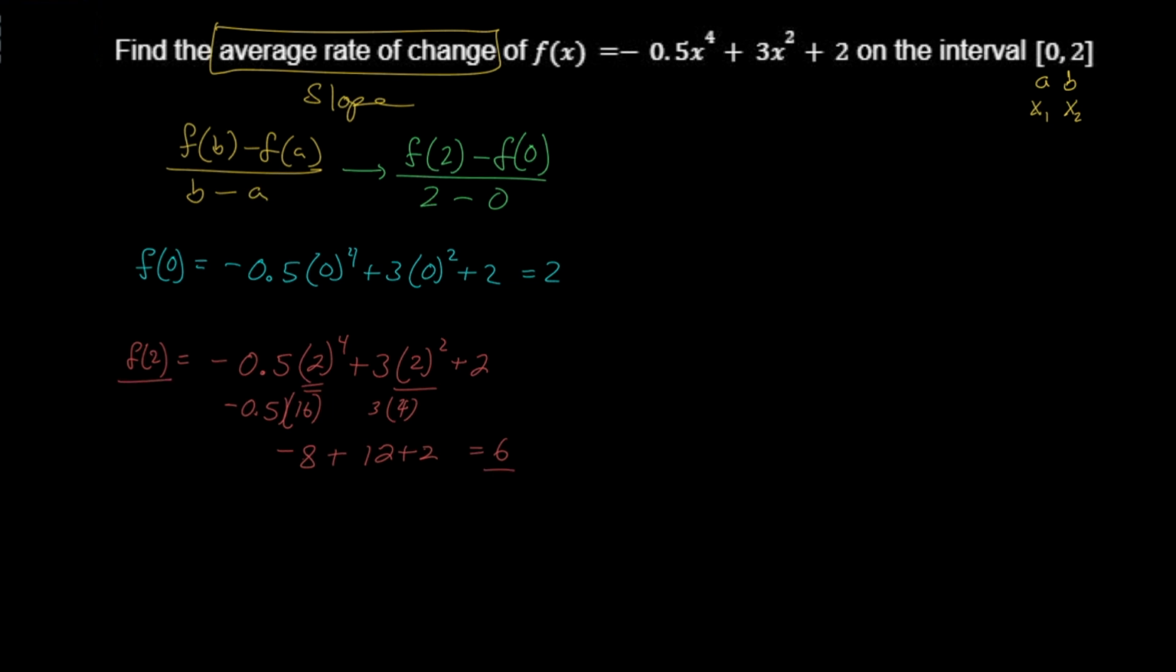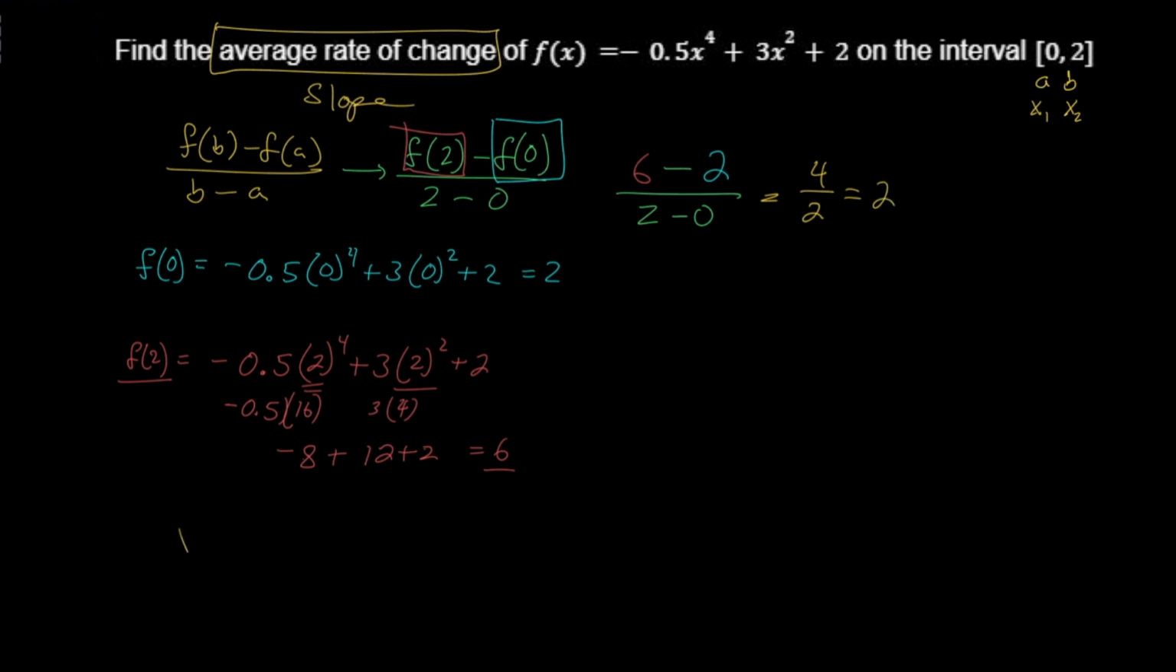So we can replace f of 2 in our slope formula with 6 minus f of 0, which we found to be 2. So I'll replace it with 2. And then this is over 2 minus 0. Now we just have to go through and simplify. 6 minus 2 is 4, and 2 minus 0 is 2. So 4 divided by 2 is 2.